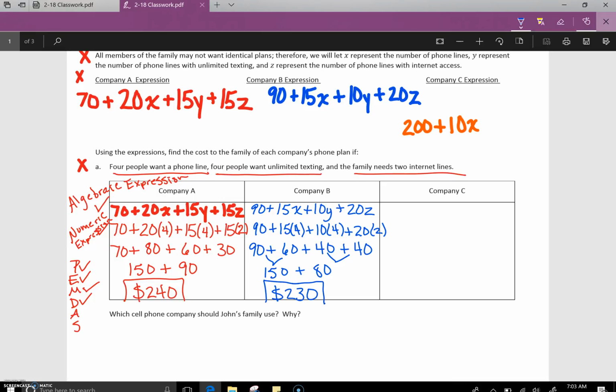Let's check company C. Company C was a shorter algebraic expression. It was just $200 for the phone to begin with, the initial fee, and then $10 per line. Now remember, this family wants 4 phone lines, so $200 plus $10 per line, and they want 4. Now we have a numeric expression. Let's solve it out. 200 plus 10 times 4 is 40. 200 plus 40 is 240.